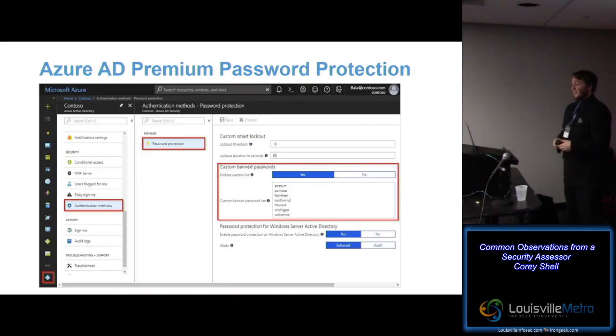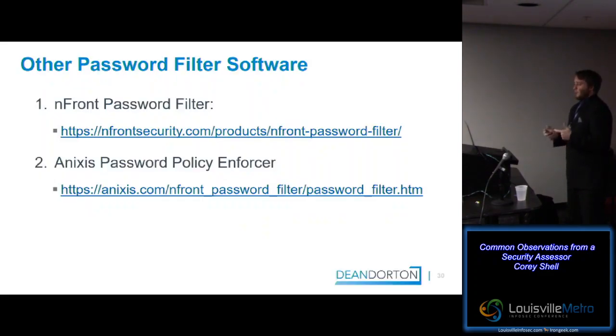So Microsoft does have a password filter that will work with your on-premise Active Directory. It does require an Azure AD Premium license. It's called Azure AD Password Protection. There are a couple other commercial solutions. I've actually worked with the one there at the bottom, Anixis Password Policy Enforcer. We were able to use a banned password list of over 500 million passwords. So we prevent our users from picking a password in one of those 500 million.